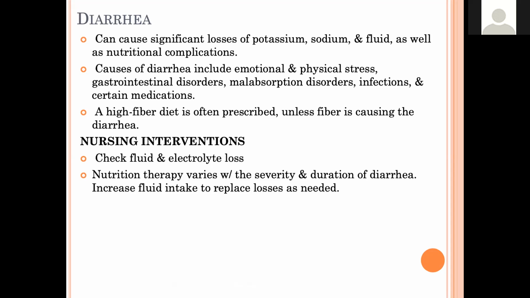Nutrition therapy varies with the severity and the duration of the diarrhea. You want to increase fluid intake to replace losses as needed, right? Because you're losing stuff out the back end, you got to replace it in the front end. So usually they might recommend a sports drink or some other formulation that's got the electrolytes and the fluids in it in order to keep you functional.